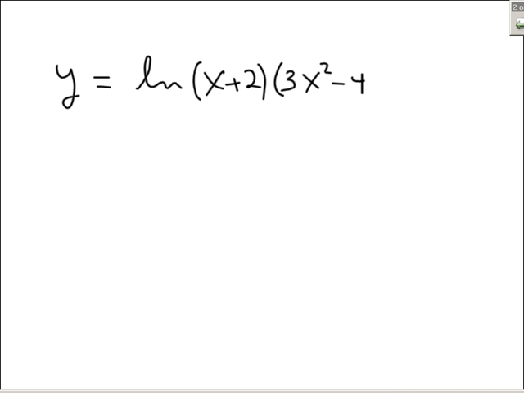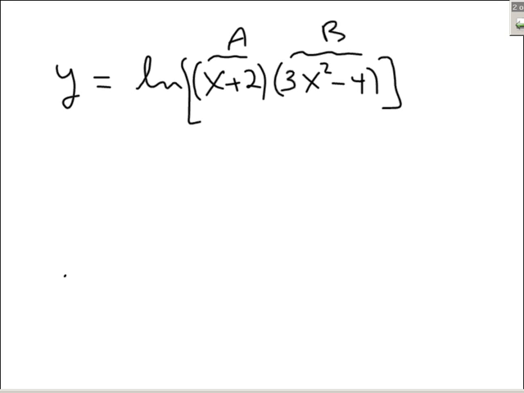The nice thing about logs is you never ever have to use a product rule or a quotient rule or even a power rule ever again. Suppose you have y equals ln of the product (x plus 2) times (3x squared minus 4). Call this factor A and call that factor B.